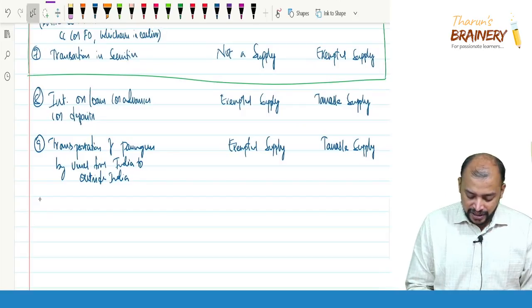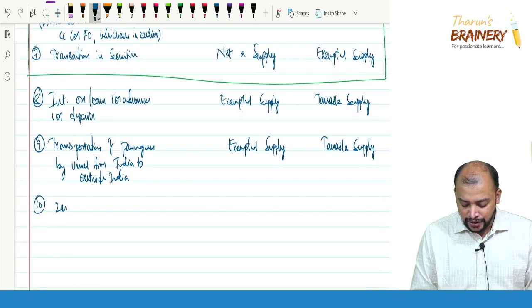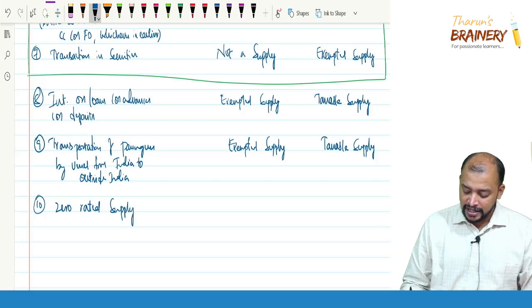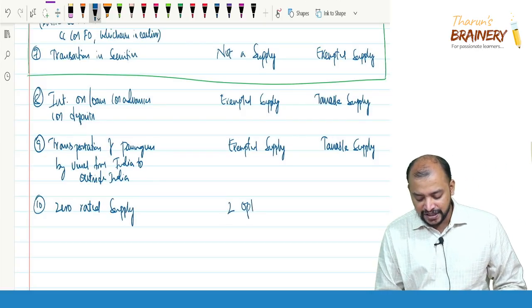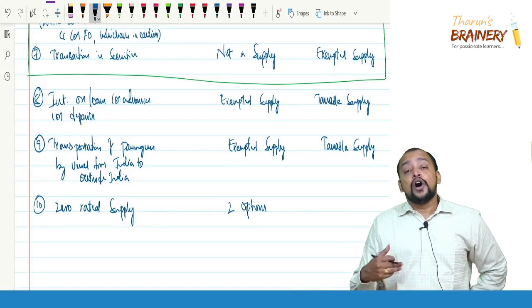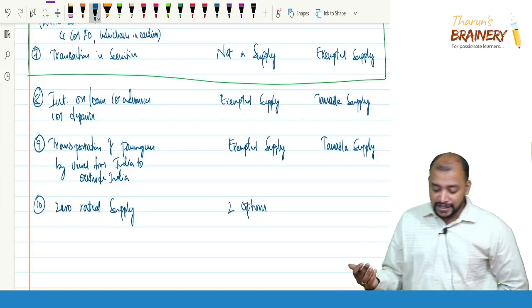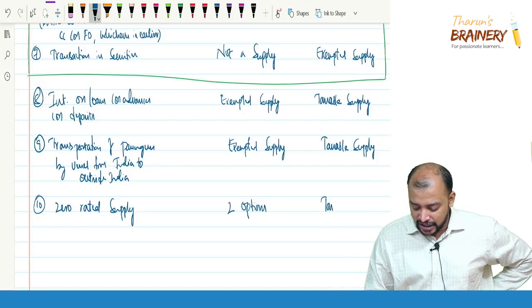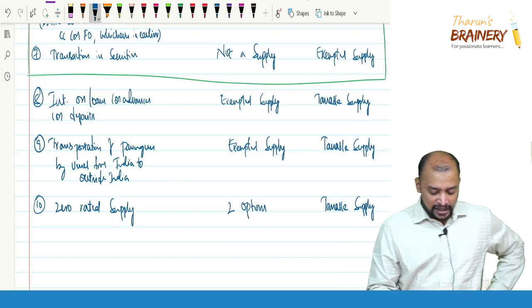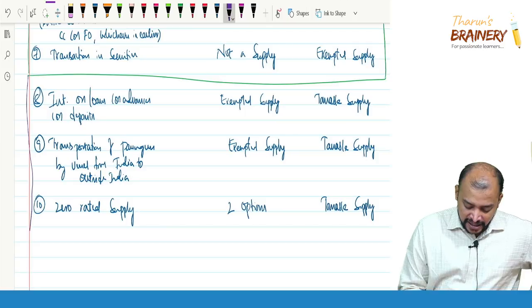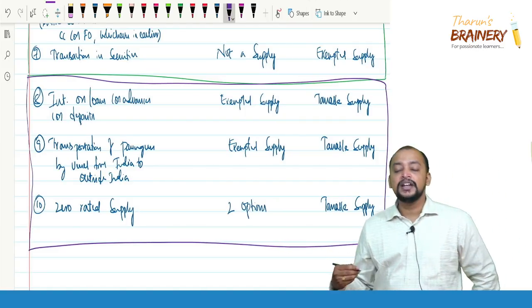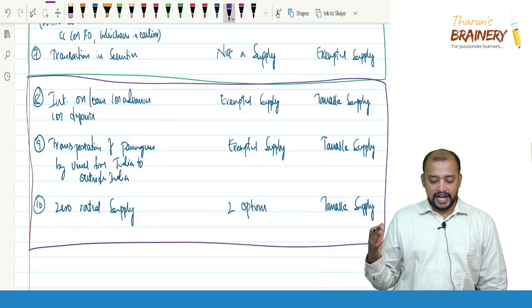And then number 10, zero rated supplies. If you take zero rated supplies, two options are available for payment of GST. Either we can pay IGST and get refund, or we can export it without payment of IGST. But for the purpose of availment of ITC, it is treated as taxable supply, which means ITC can always be availed. This is yet another area: even though it is exempted supply or zero rated supply, for availment of ITC, it is treated as taxable supply.